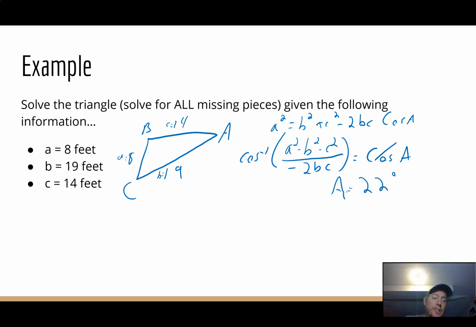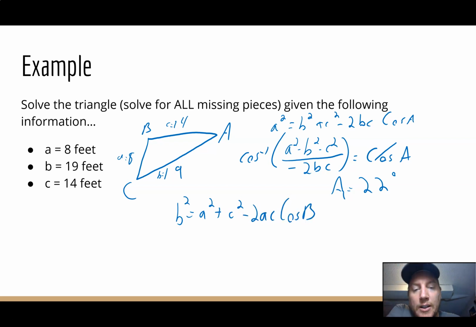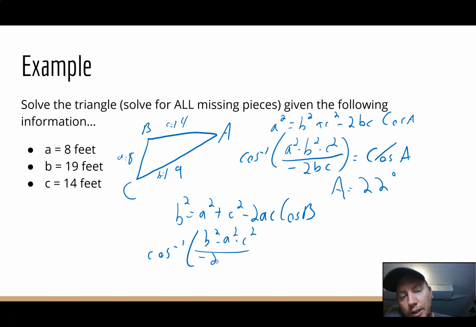One step on the calculator, just use the right formula. If I want to find b now, then I'm just going to do the same exact thing. So b squared equals a squared plus c squared minus 2ac cosine B. Move everything over: inverse cosine of b squared minus a squared minus c squared over negative 2ac. Notice it's pretty much the same as the other one, just a's, b's, and c's in different places.